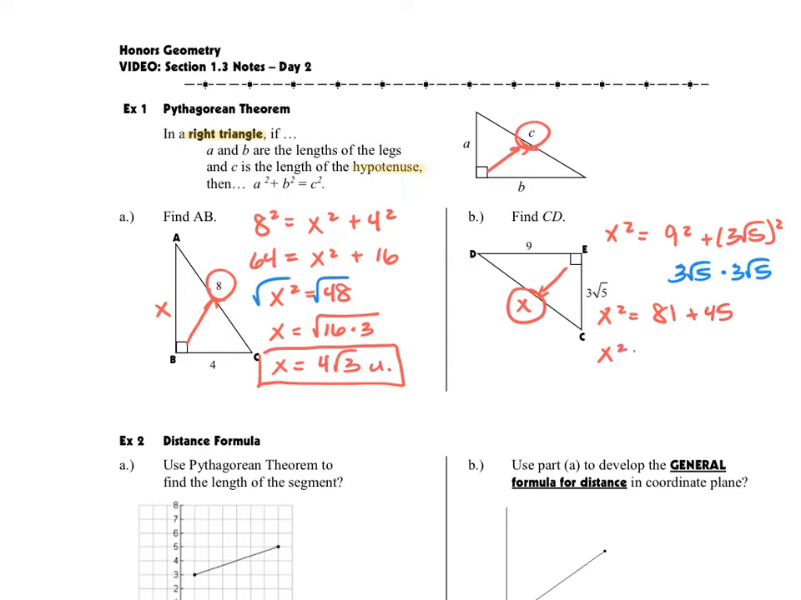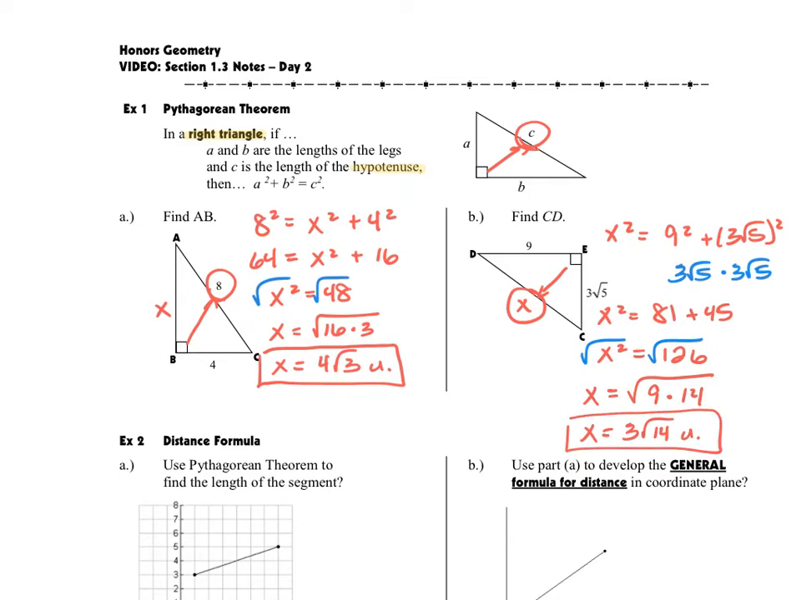So that means I have x squared is equal to 126. I'm going to take the square root of each side. I'm going to simplify the square root of 126. The perfect square that goes into 126 is 9, so I'm going to have 9 times 14. So my length of x, or length of CD, is 3 square root of 14 units.